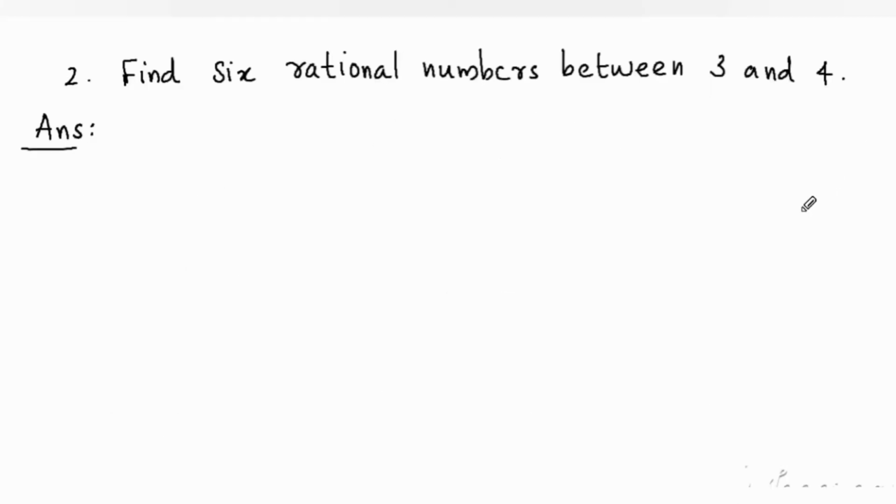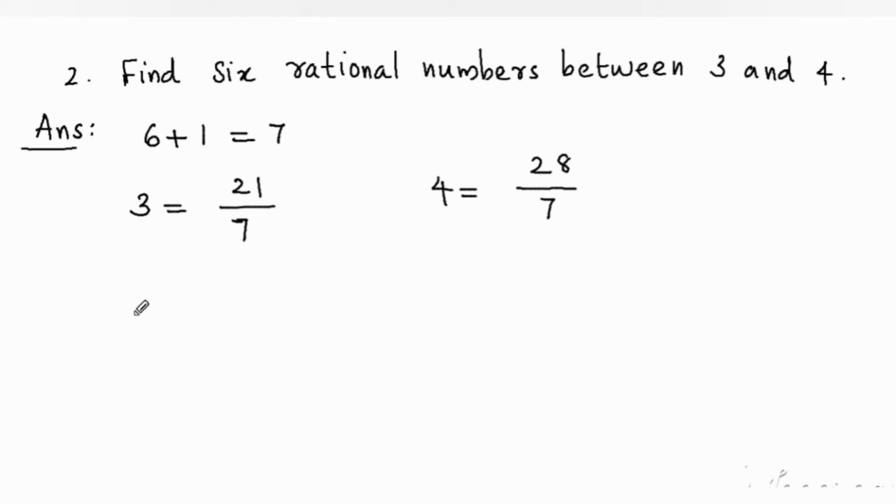The problem is to find 6 rational numbers between 3 and 4. We have to find 6 rational numbers that lie in between 3 and 4. So as we discussed before, we have to write 3 and 4 as rational numbers with denominator 6 plus 1, which is equal to 7. Since we have to find 6 rational numbers, we have to make the denominator 7. So you can write 3 as 21 by 7. Similarly, you can write 4 as 28 by 7.